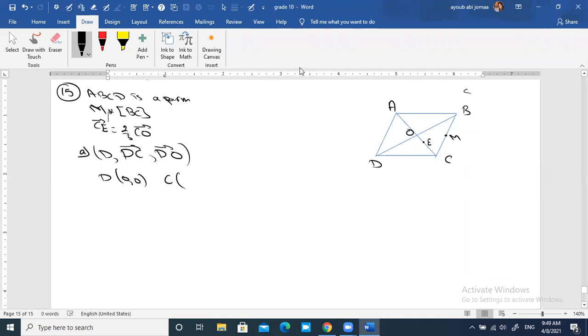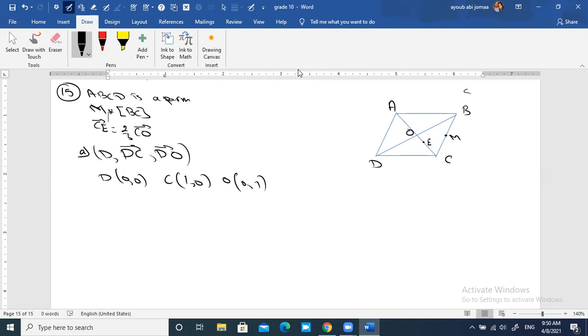What are the coordinates of C? 1 0. Coordinates of O: 0 1. We still have to find the coordinates of A, E, M, B. B is 0 2. B it is 0 2.